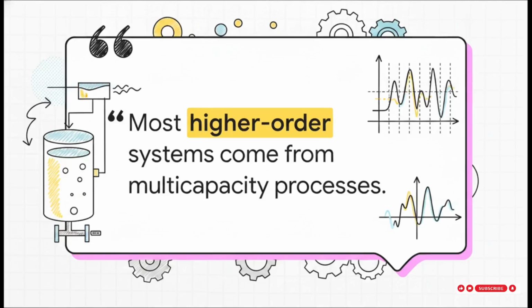Think about it. When you hook up a sensor, a transmitter, and an automated valve to a simple first-order tank just to control the liquid level, you have just created a closed-loop system. And that system can now overshoot, it can oscillate, it can bounce. Bam, you have essentially introduced second-order dynamics into the world all on your own.